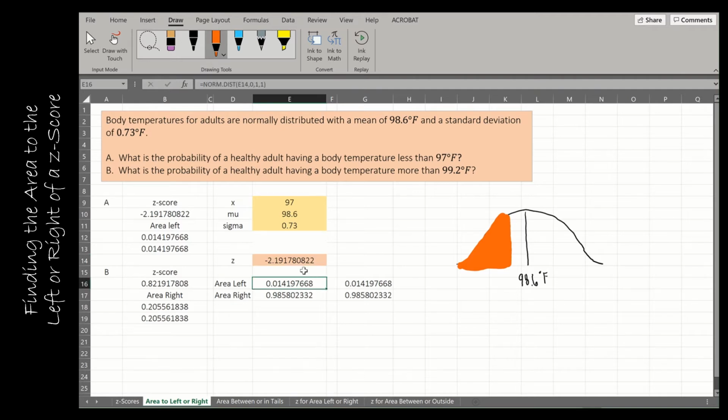This one, again, using the z-score, comma 0, comma 1. This one using these values. And then if I needed to do question B, I would just change 97 to 99.2, and then voila, new z-score, which matches, area to the right, which matches.